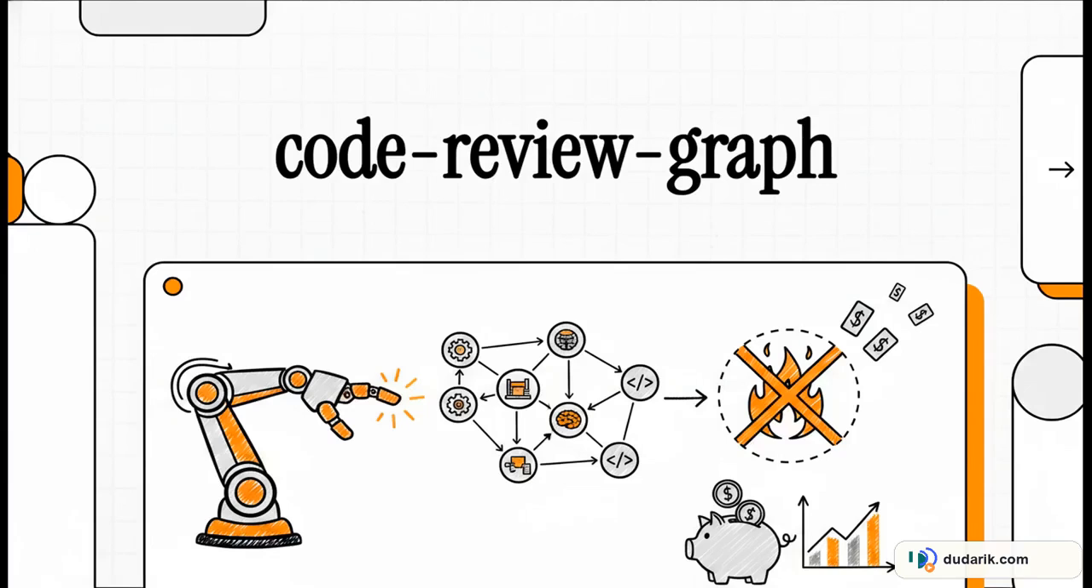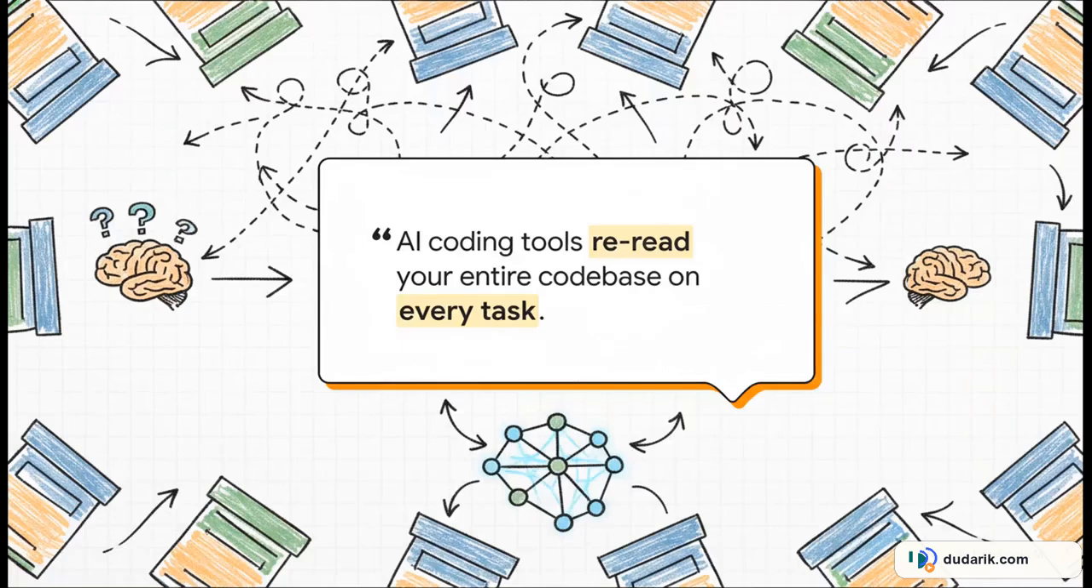Okay, so if you're using AI coding assistants, you know they can be absolutely amazing, but they've got one very, very expensive habit. Today, we're going to look at a tool called Code Review Graph that's built to fix that exact habit. The whole idea? Simple. Stop burning tokens.